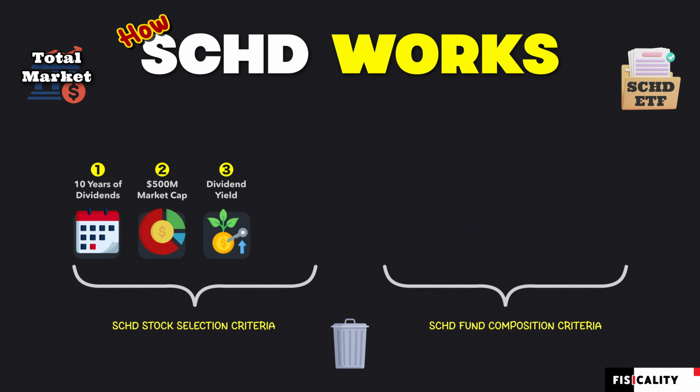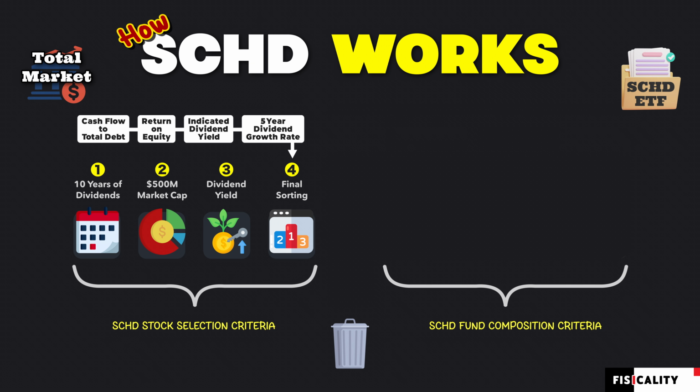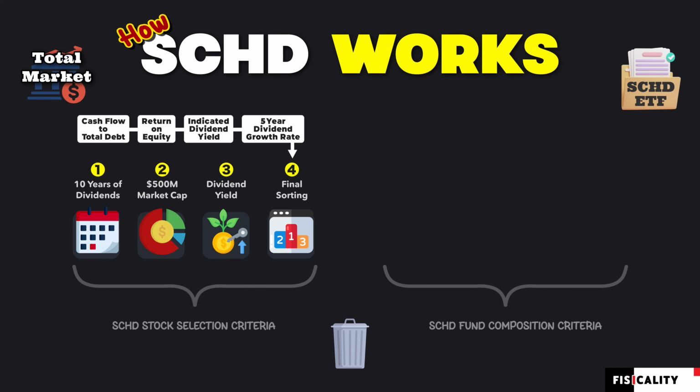Number 3, stocks that make it this far are sorted from highest to lowest dividend yield. And number 4, sorting down continues against cash flow to debt ratio, return on equity, dividend yield, and 5-year dividend growth rate. Now that the bucket of stocks is defined, the fund portfolio itself is tuned.